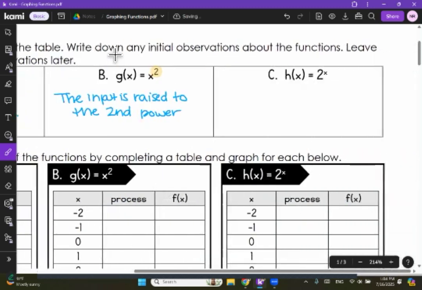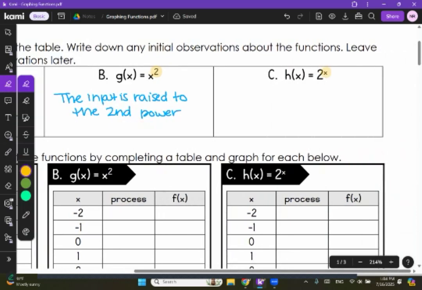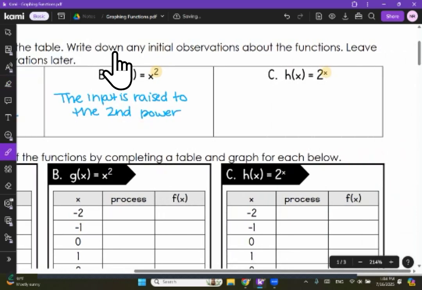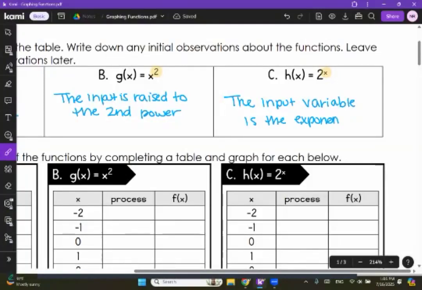And in C, it turns into something a little bit different. X becomes the power. The input variable is the exponent. The exponent is the power. How does this affect each one of these graphs?